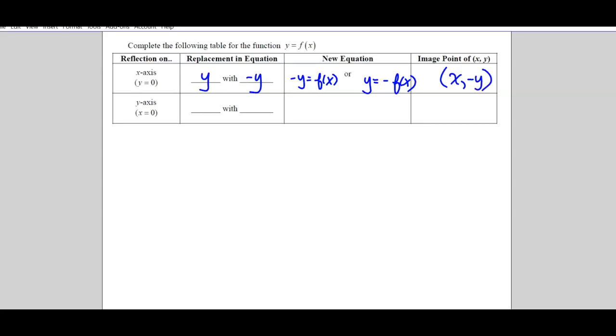Reflection in the y-axis changes the sign of x, and so it's going to be y equals f of negative x. There's no way to show that in another way. You can't factor out a negative outside of f. We don't know what f is. And so that's changing the sign of x.